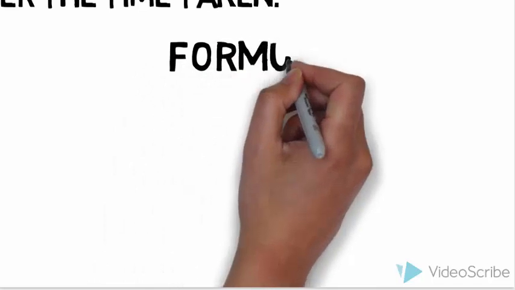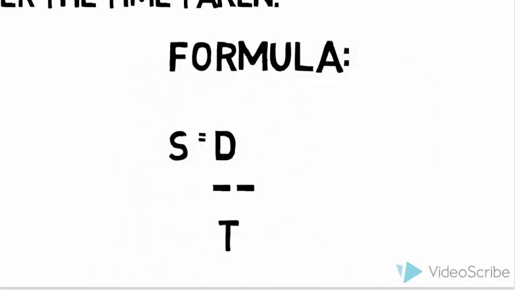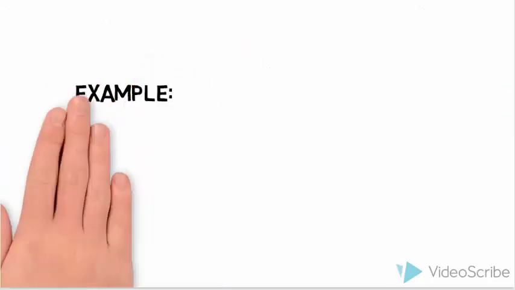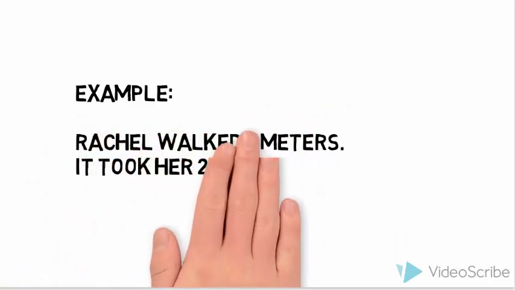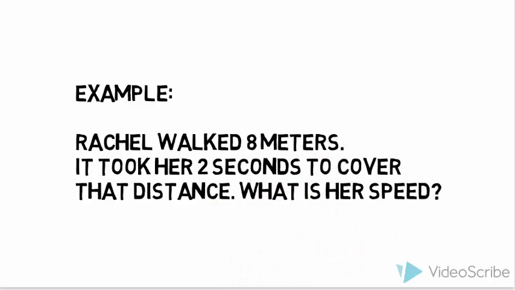The formula for finding the speed is distance over time. In this case, D stands for distance and T stands for time. Let us have this as an example. Rachel walked 8 meters. It took her 2 seconds to cover that distance. What is her speed?